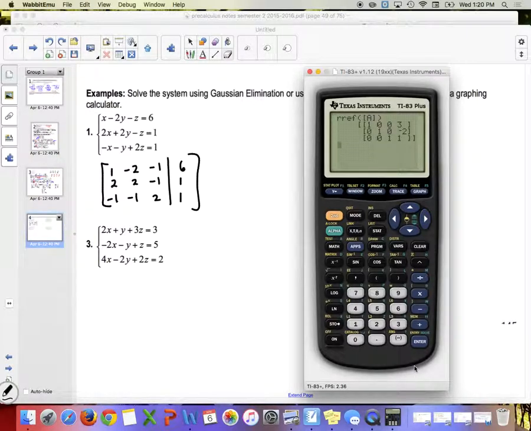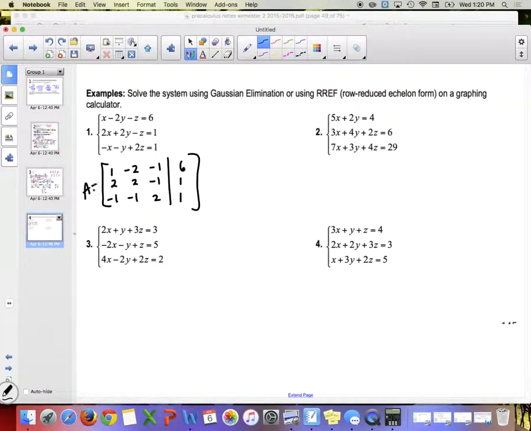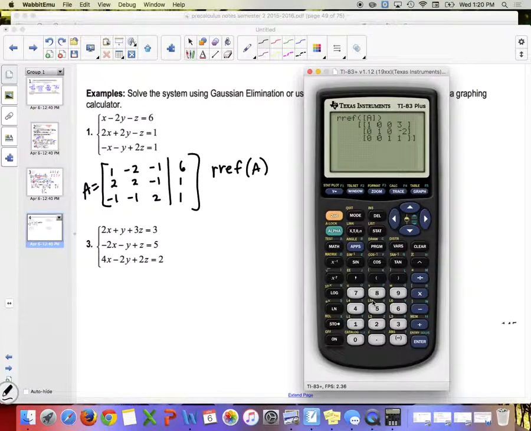Wait, how do we get to the RR? It's under, so you do second matrix, you go over to math, and you keep arrowing down until you see RREF. So we put this in for A, and then we did RREF of matrix A. And when we did that, it gave us our answer. Isn't that so nice? Look at it. It tells us what we should have at the end of Gaussian elimination.